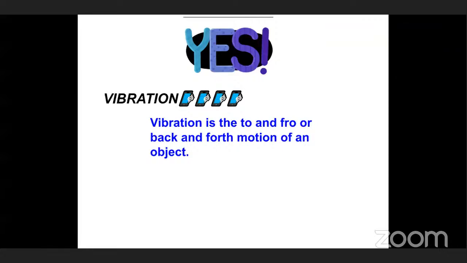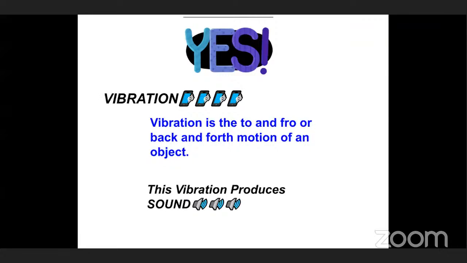Now first see, what is the definition of vibration? Vibration is the to and fro or back and forth motion of an object. And this vibration produces sound. Yes, students? So, we have come to know that vibrations of any object produce sound.